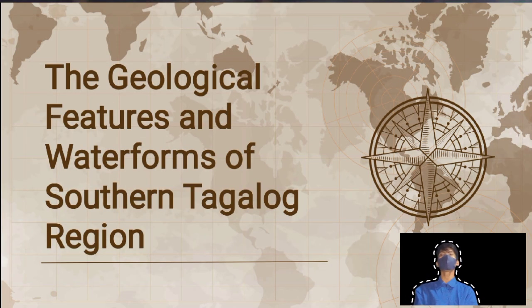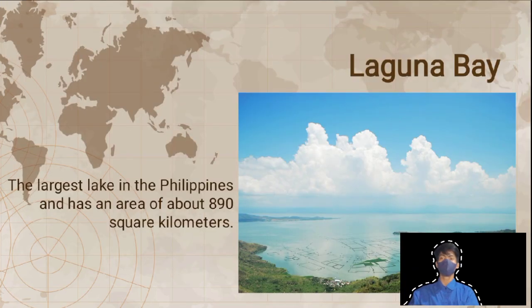And now, let us discuss the geological features and water forms of the Southern Tagalog region. First, we have Laguna de Bay. Laguna de Bay is the largest lake in the Philippines and has an area of about 890 square kilometers, and it is believed to have once been connected to Manila Bay.